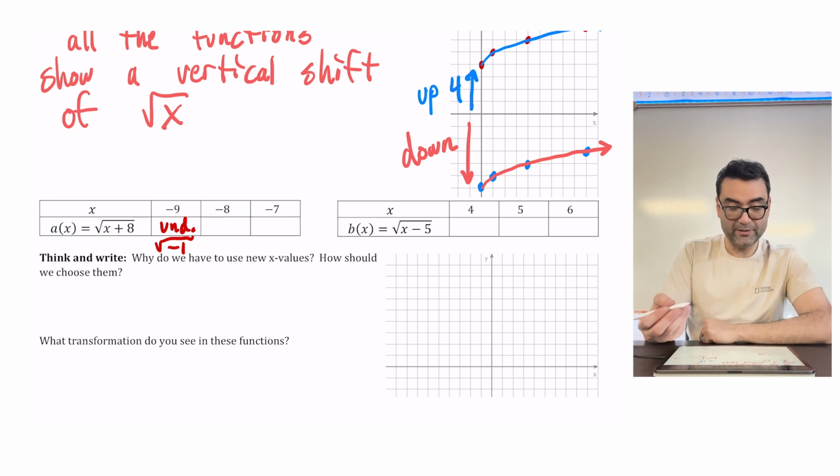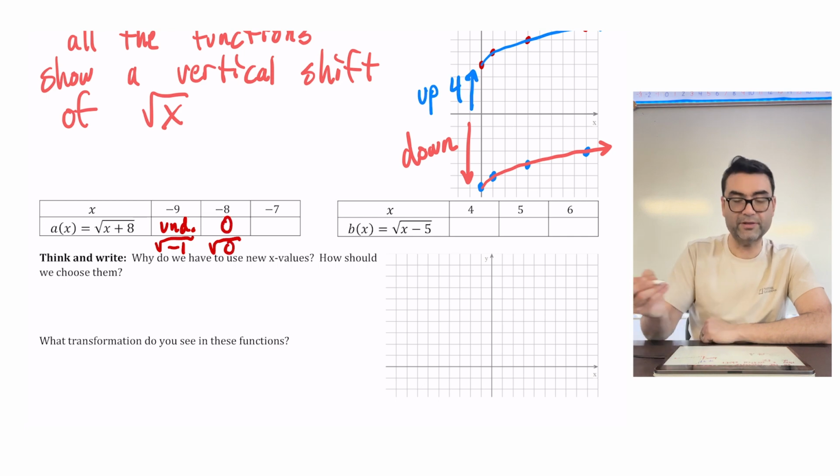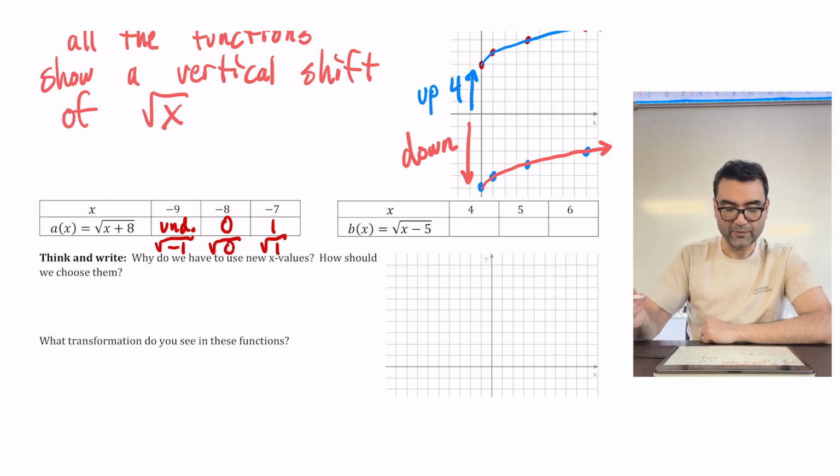But in the next x value, we have -8. So -8 plus 8 is 0. So we have a square root of 0. Well, this is where it starts, at 0. And the next value is -7 plus 8, which is the square root of 1. And we would have the same shape as the parent function, but now because my x values are changing, this is going to be an x-axis shift, right? A horizontal shift versus a vertical shift.